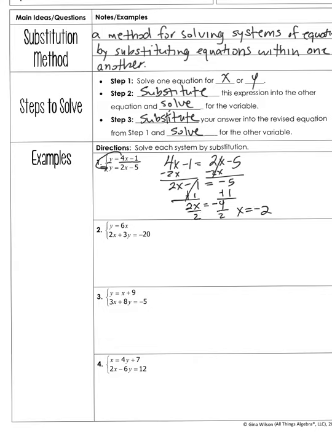Okay, now I have what x equals, and I can take it and plug it in for x in either of those equations. I'm going to plug it into the first one and solve for y. All right, 4 times negative 2 is negative 8. Negative 8 minus 1 is negative 9. So x is negative 2, y is negative 9, and that is the solution to the system of equations. Yay. All right, let's try it again.